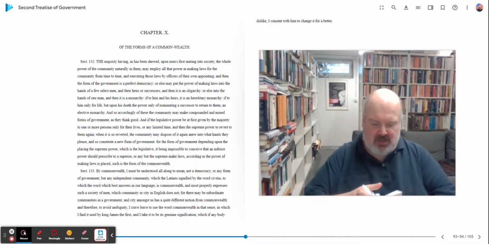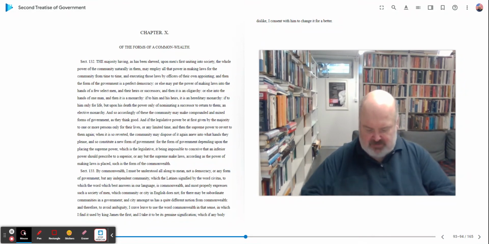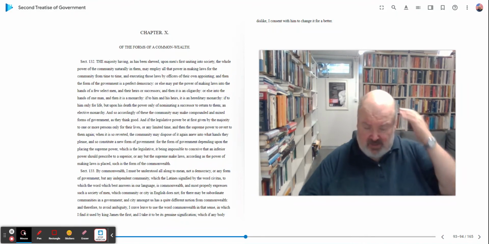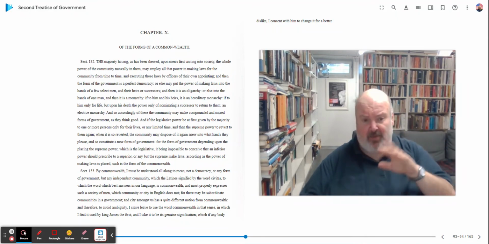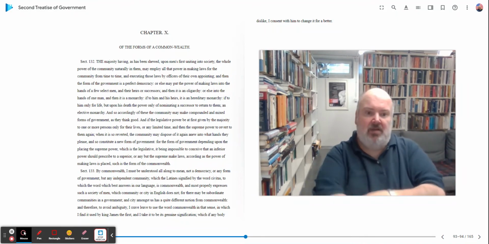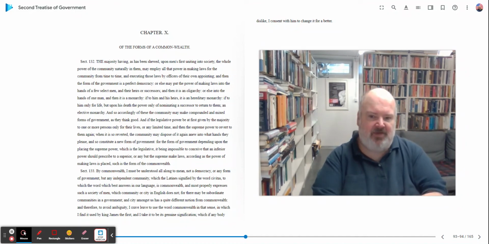Now, James the First gives a very important speech about this idea of Commonwealth, about justifying his legitimacy, and he calls it Commonwealth, the Commonweal. The Commonwealth here now is the equivalent of Latin for civitas.